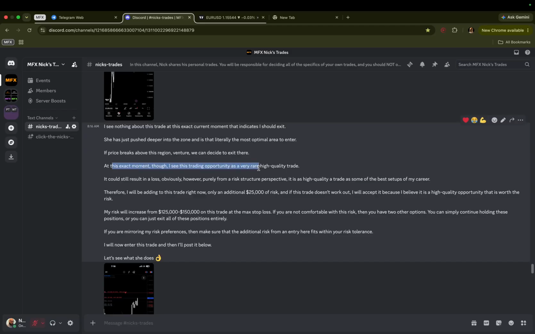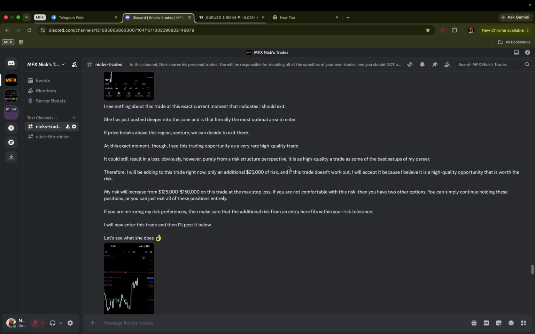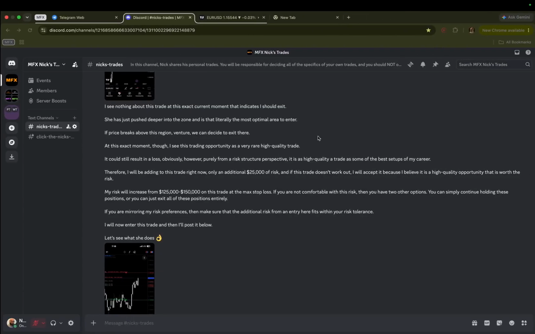At this exact moment, though, I see this trading opportunity as a very rare, high-quality trade. It could still be a loss, however, but it's as high-quality a trade as some of the best setups of my trading career. A lot of the best setups of my trading career were when price went deep, deep, deep into weekly zones, and then I just entered and then I just held, right? And if it breaks past the zone, it's a different story. We manage the trade, we try to exit early. However, in this case, this one seemed completely fine to me.